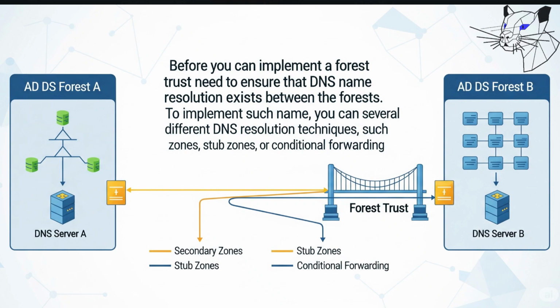Before you can implement a forest trust, you need to ensure that DNS name resolution exists between the forests. To implement such name resolution, you can use several different DNS resolution techniques, such as secondary zones, stub zones, or conditional forwarding. Configuring advanced ADDS trust settings.